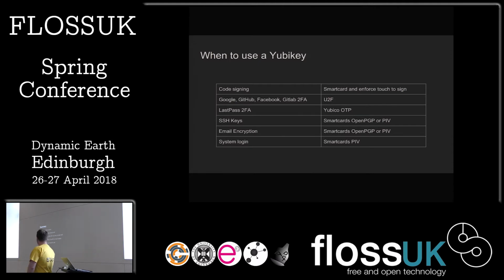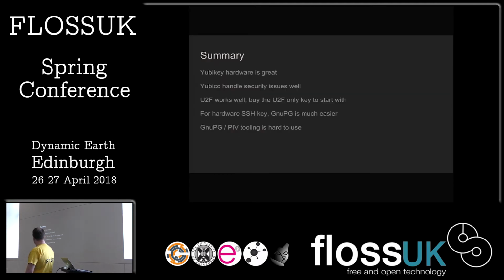So, summary. I really like the YubiKey hardware. It's well made, it's well thought out, it's badly documented. Yubikeys handles security issues well. There was a security issue with a whole generation of these keys. There was a firmware bug which was found by some developers who I can't remember, and it wasn't YubiKey's fault. It was the chip manufacturers had provided broken standard library code. They replaced hundreds of millions of these for free.